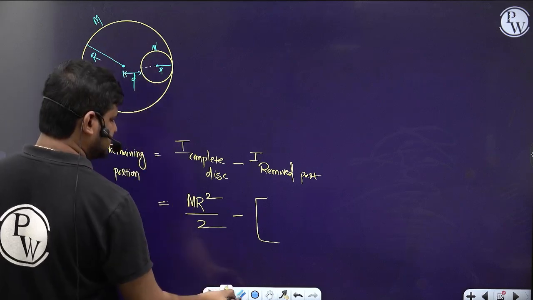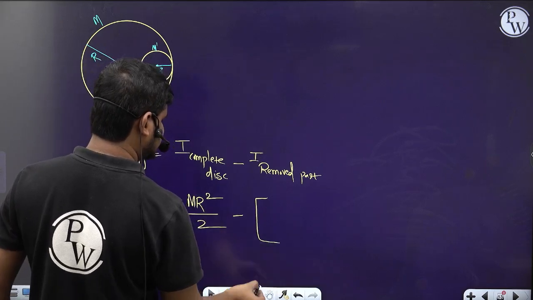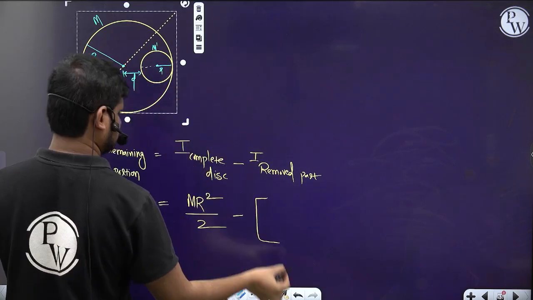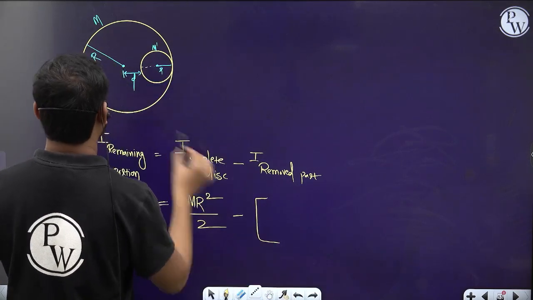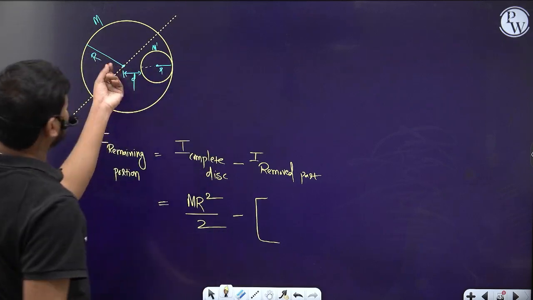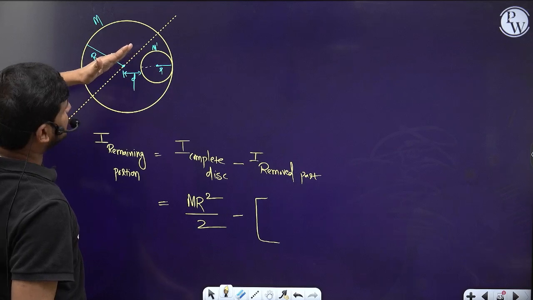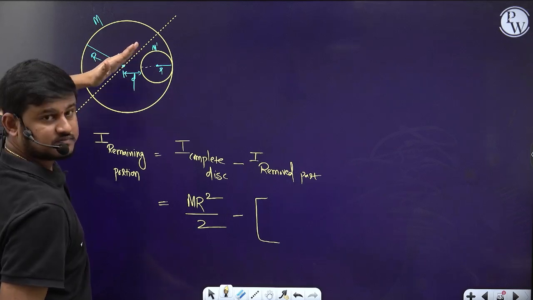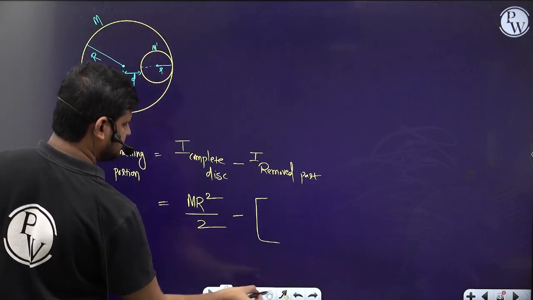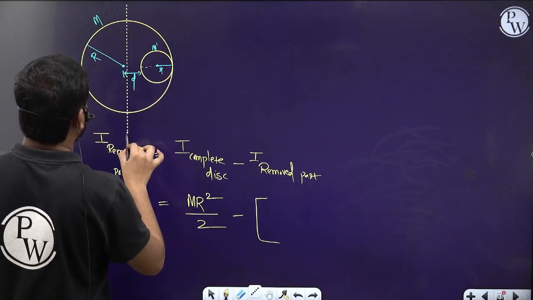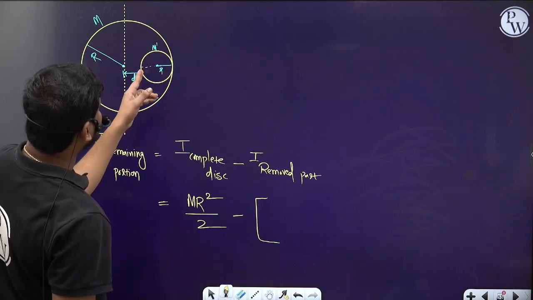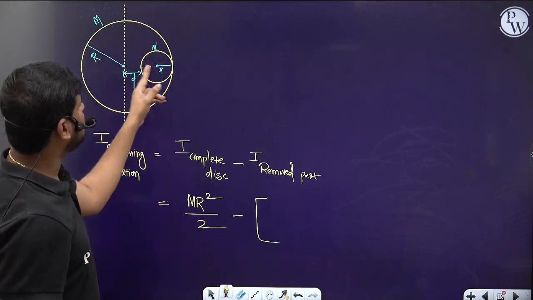For the whole disk, we know about this axis, which is nothing but MR square by 2. And about this axis, the diametrical axis, we know it too. Now we need it about its center of mass.